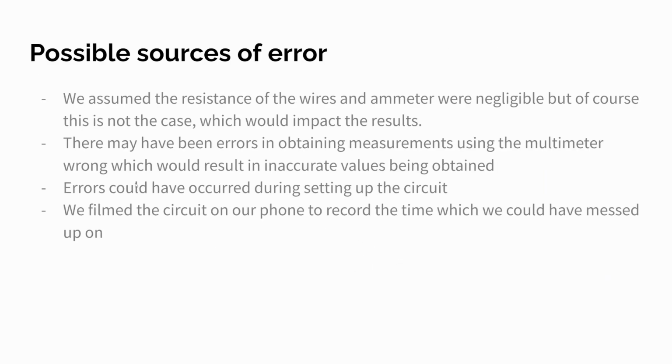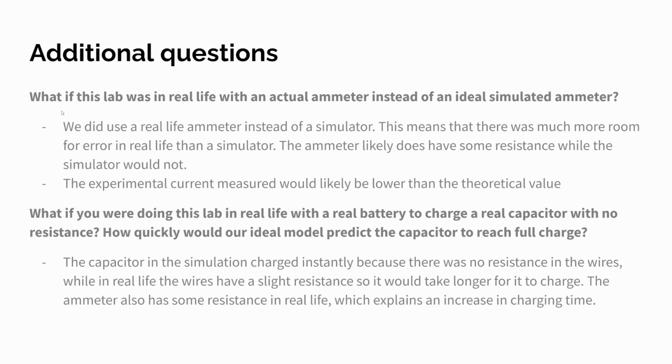Some possible sources of error were human error and simulation accuracy. We assumed that the resistance of the wires and ammeter were negligible, but of course that's not the case, which would impact the results. There may have been errors in the measurements using the multimeter, and errors could have occurred during the setup, and we filmed the circuit on our phone to record the time, which could have been inaccurate.